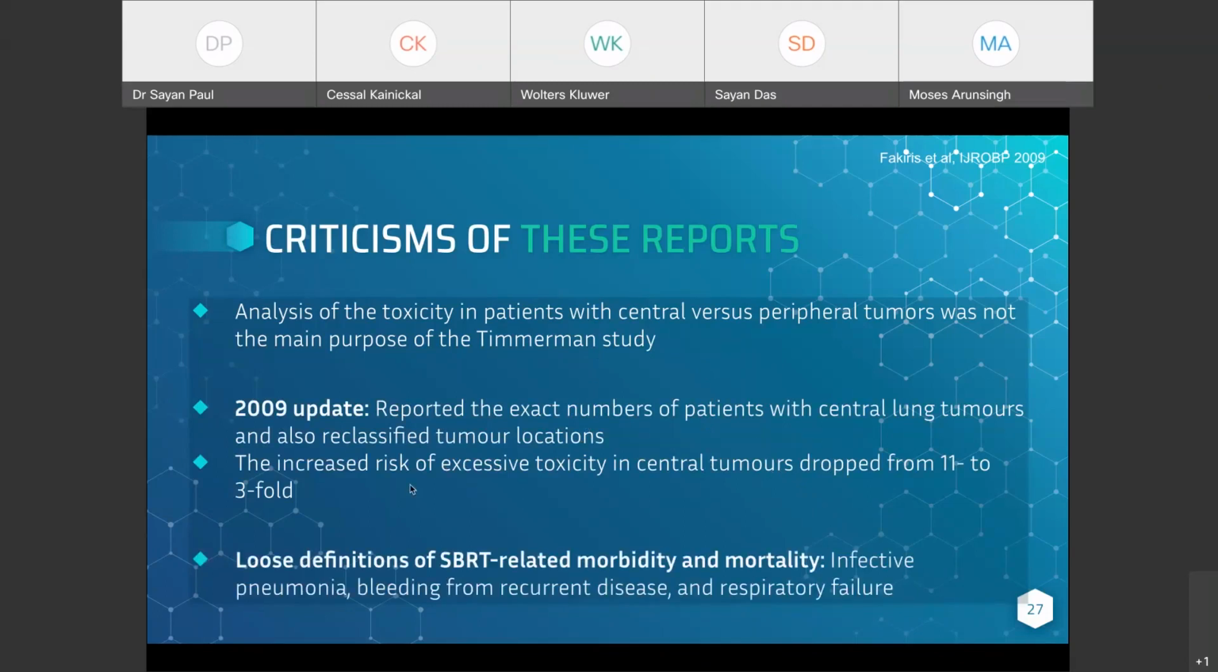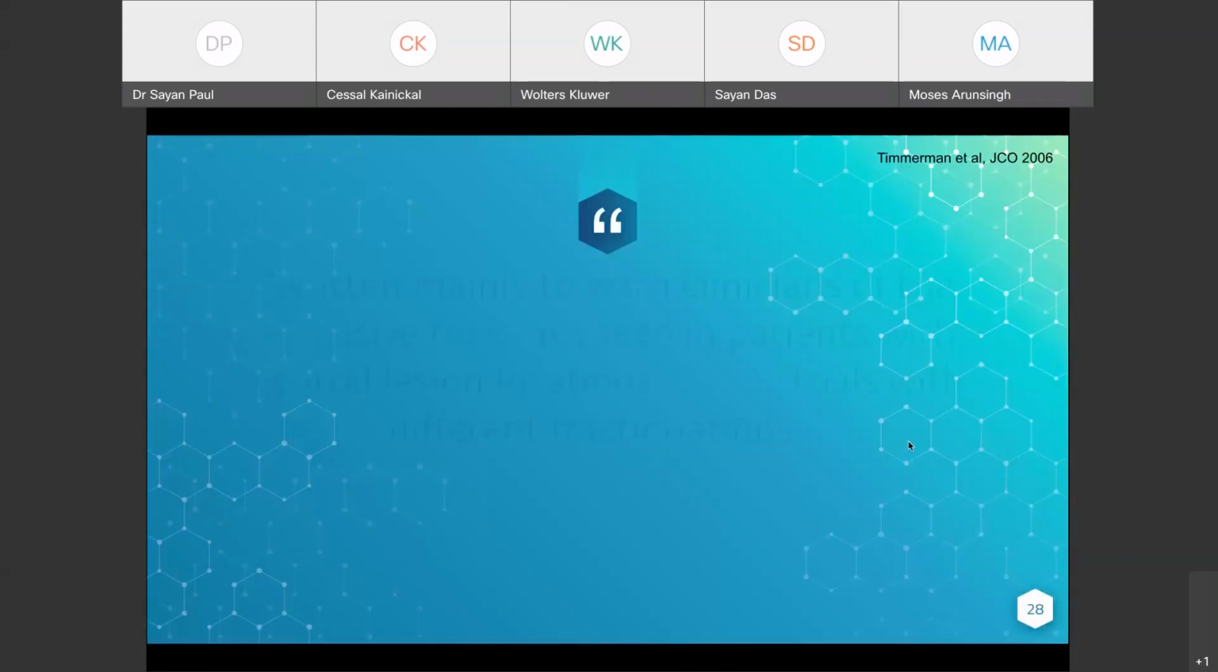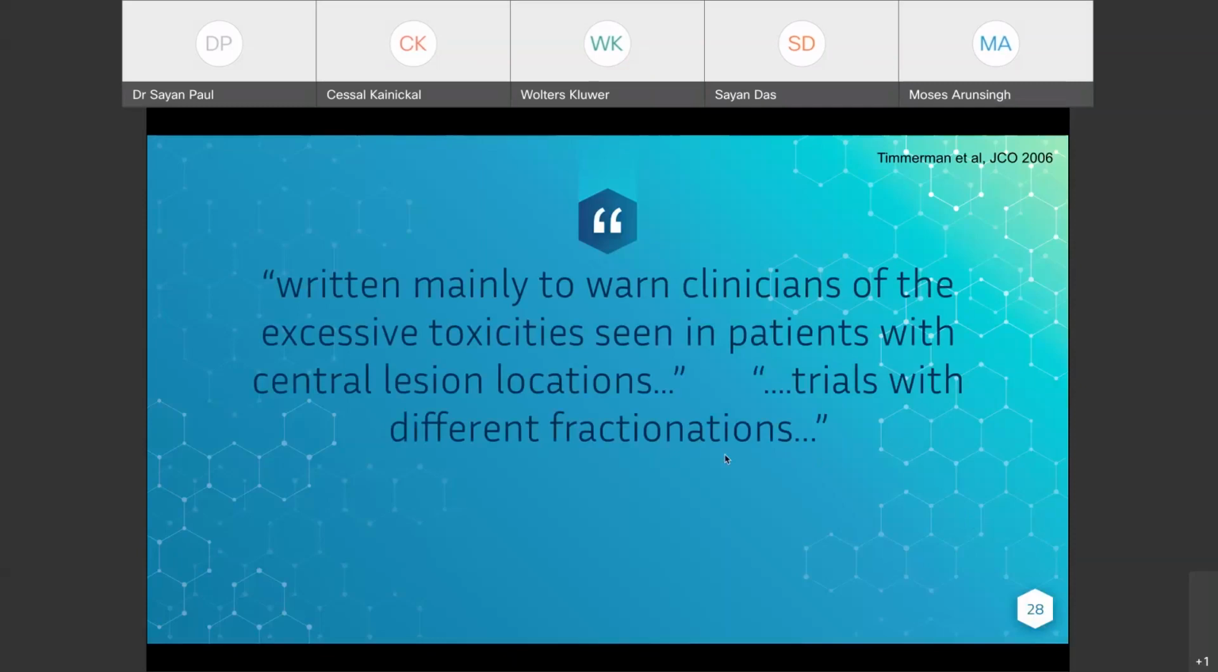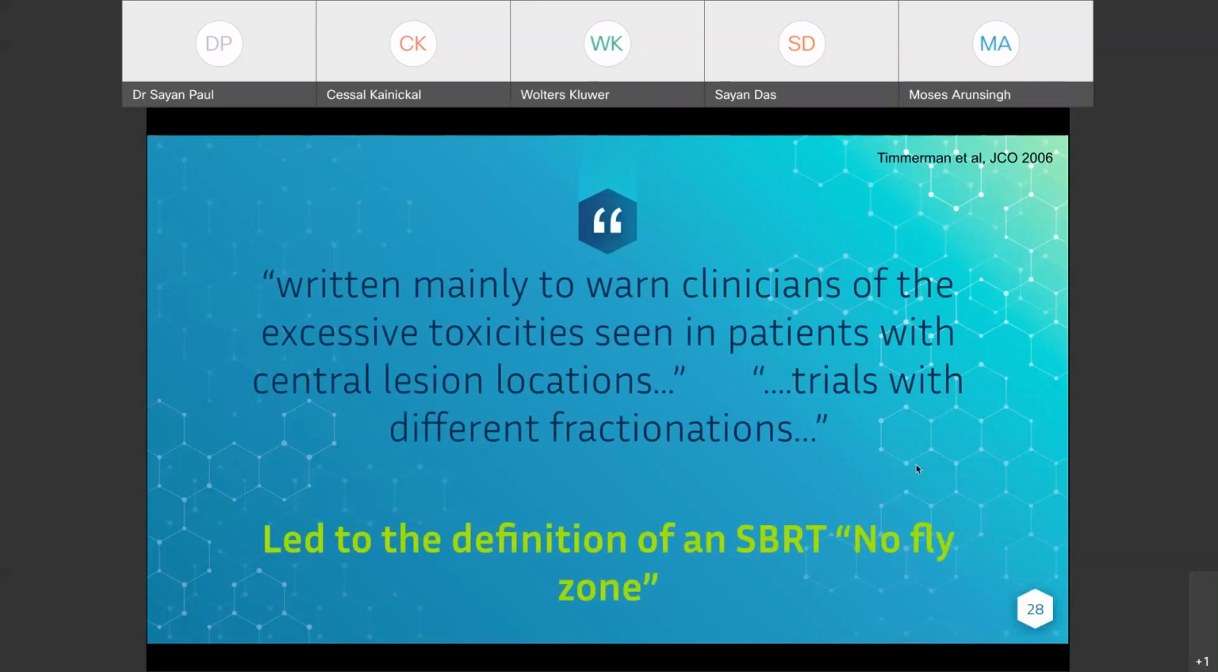Also, the SBRT-related morbidity and mortality that they had used to define toxicities were very loose definitions. They were not exactly predefined. Infective pneumonias, bleeding from recurrent disease, and respiratory failure were all put down to SBRT-related toxicities when in fact they may not have been related to SBRT at all. All said and done, these reports were written mainly to warn clinicians of the possible excessive toxicities in patients with central lesion locations and the need for trials with different fractionations.